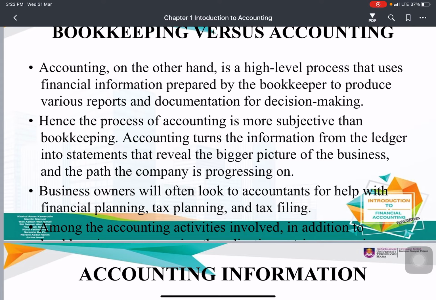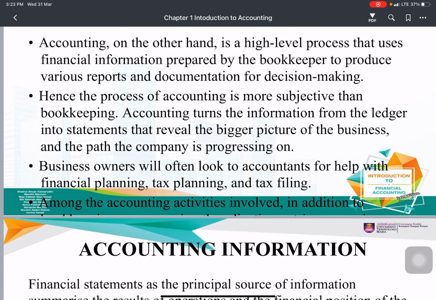And then accounting turns the information from the ledger into statements that reveal a bigger picture of the business and the path the business or the company is progressing on. Just like what I said just now, bookkeeping means that you keep the day-to-day transactions. For accounting, we have to go further and prepare other information for decision making.